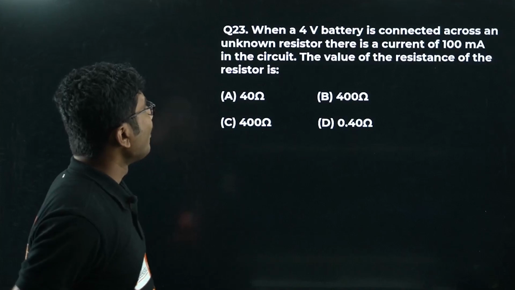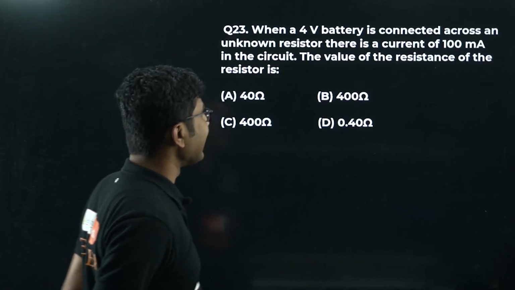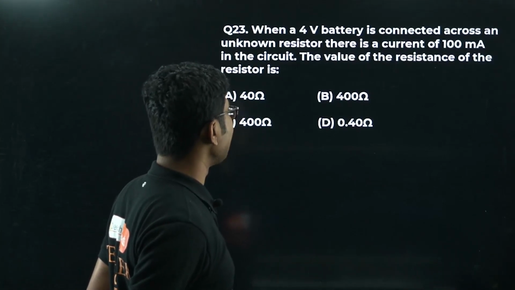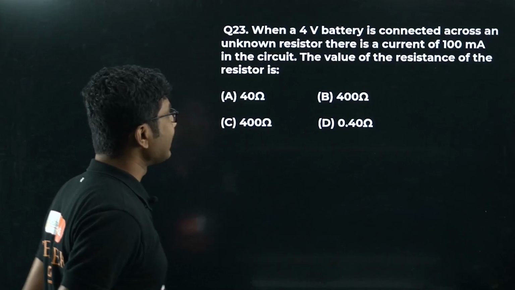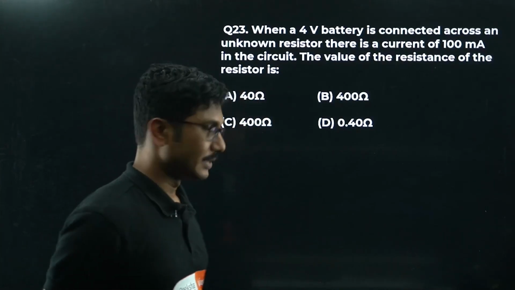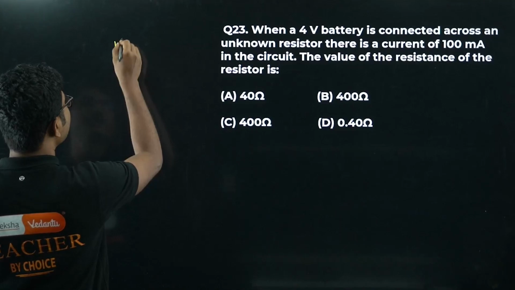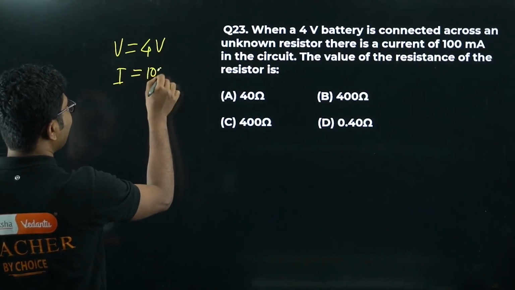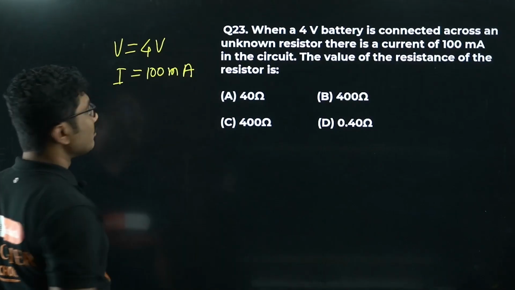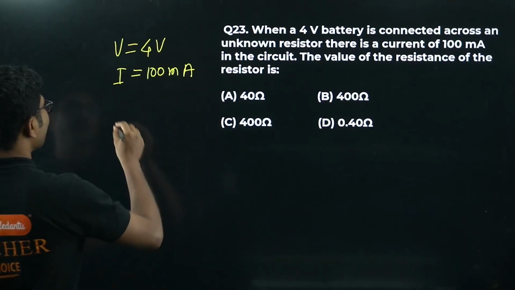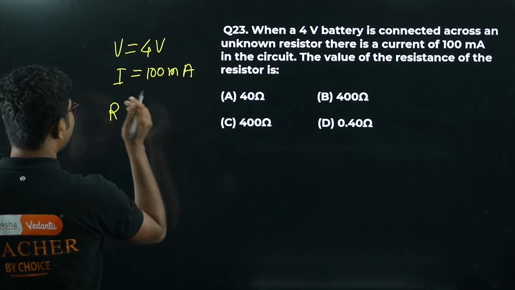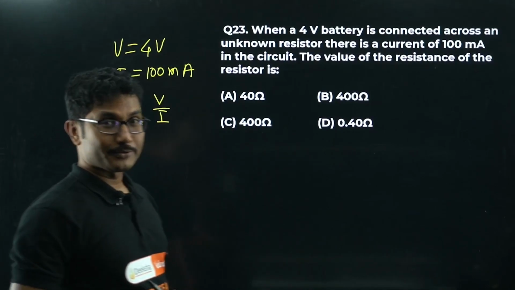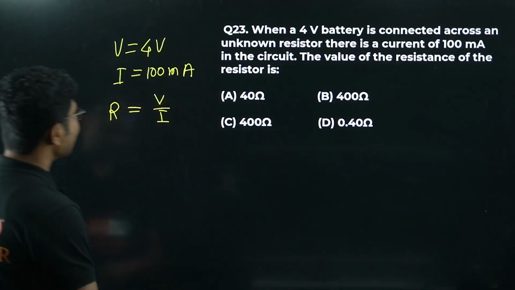Now next question. When a 4-volt battery is connected across an unknown resistor, there is a current of 100 milliampere in the circuit. The value of the resistor is. So first of all, what is given? Voltage is given, 4 volt. Current is given, 100 milliampere, right? So voltage is given, current is given, and they asked you to find the resistance. Now we know that resistance is V by I. We have seen that in a problem two problems back, right? V is equal to IR, or R is equal to V by I.